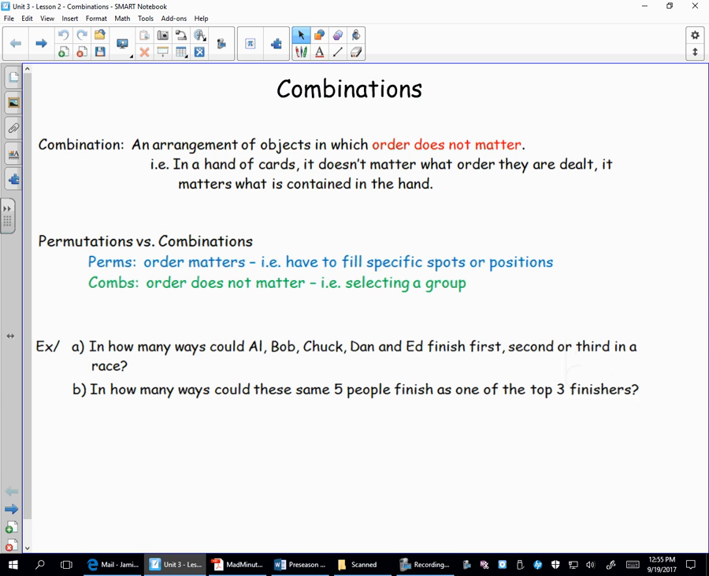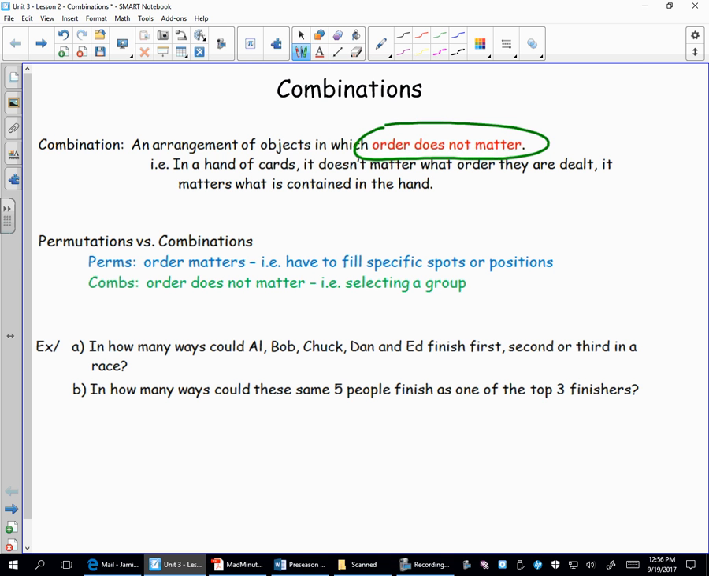In this lesson, we're going to examine a new counting technique called combinations. A combination is an arrangement of objects, like a permutation, except order does not matter. That's our key here. So for example, if we're dealing a deck of cards out, it doesn't matter what order you got the cards in.